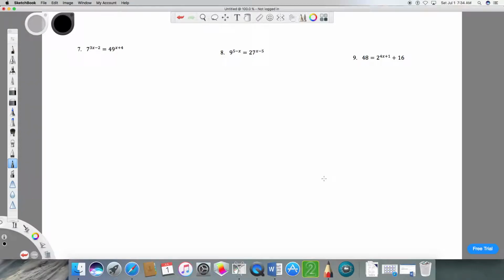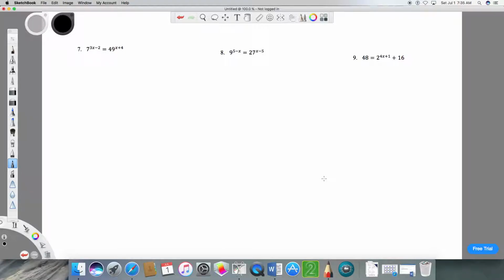Let's take a look at these three equations. They're asking us to solve these. The variable is an exponent for each problem. These equations are referred to as exponential equations, and for now we're going to solve them by using the property that exponential functions are one-to-one functions.